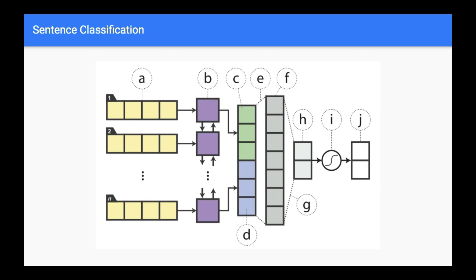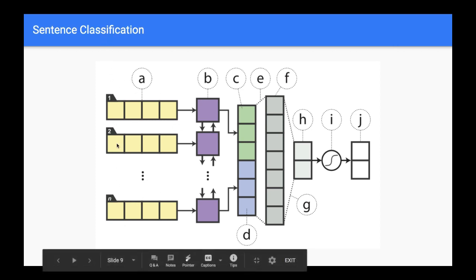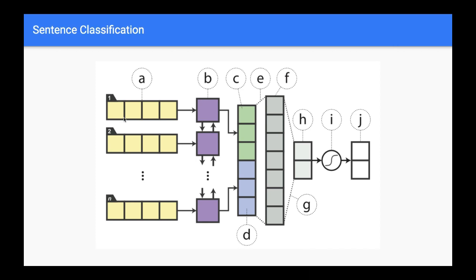This is what they did for sentence classification. This is their student neural network. Basically, first they have a word embedding layer, and they use word2vec as the pre-trained weights.